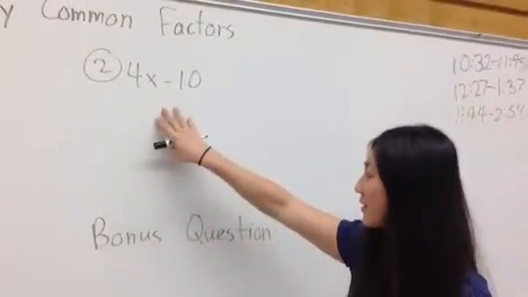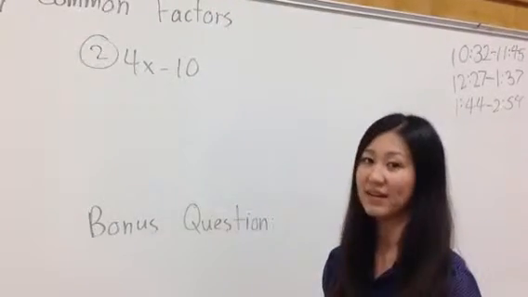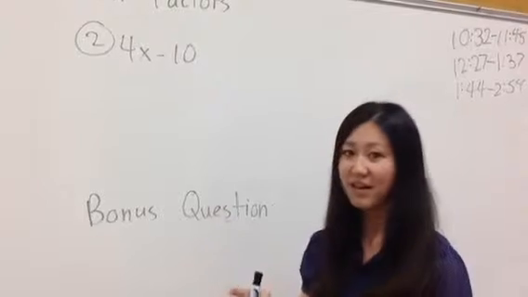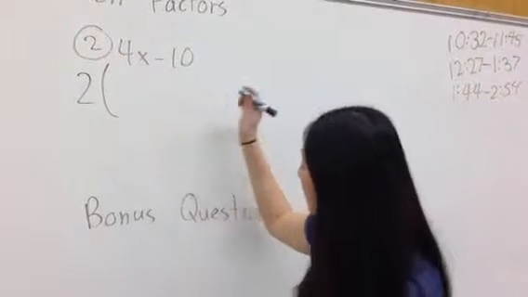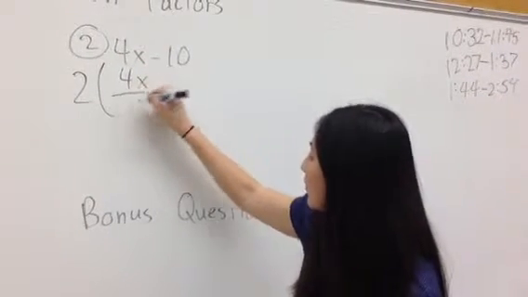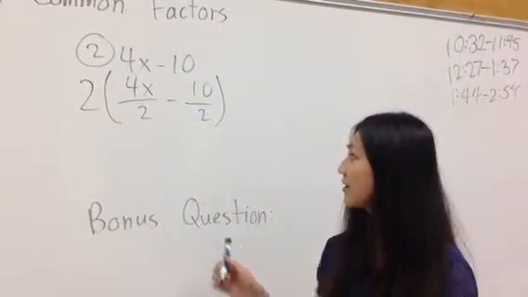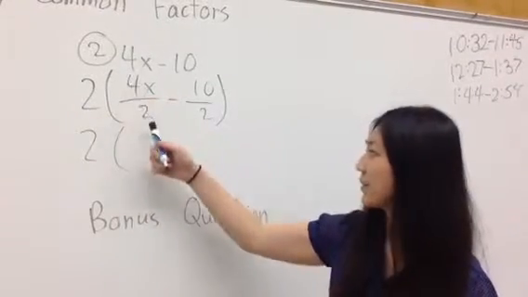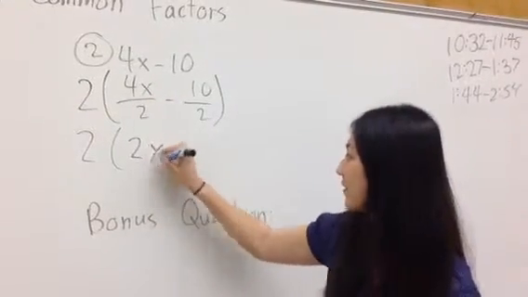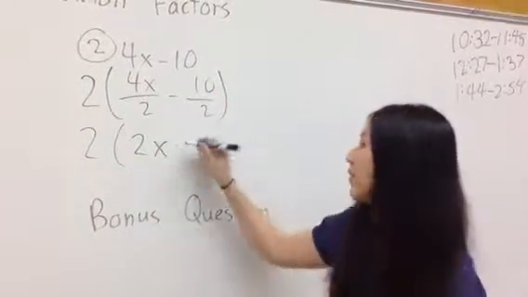All right, let's move on to the next one. We're going to work with 4x and this 10. 4x and 10 have a 2 in common, so we're going to pull out the 2. Same thing we did before: 4x over 2 minus 10 over 2. Now we're just reducing on the inside. The 2 stays on the outside. 4 divided by 2 gives me 2. The x is still there because it didn't get canceled out. And then 10 divided by 2 gives me 5, so minus 5.